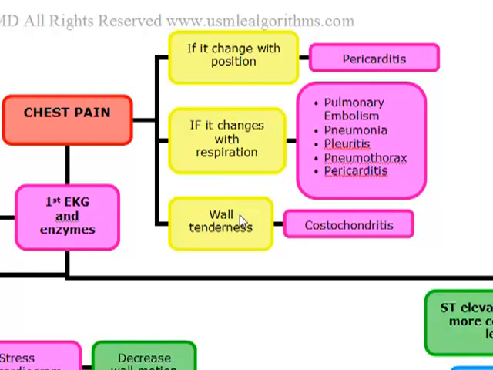Remember, enzymes include things like myoglobin, CKMB, and troponin. Myoglobin is the first enzyme to come up. CKMB is the best to detect reinfarction, and troponin is usually your best overall test.